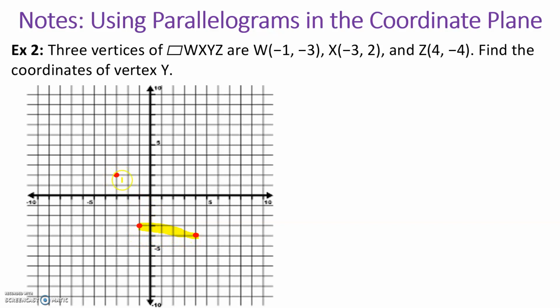So I'm going to go up to this point, X. I'm going to go down 1 and over 1, 2, 3, 4, 5, and that tells me the location of my point Y. Connecting the points, I see that that is in fact my parallelogram. So our coordinates for Y are 2, 1.